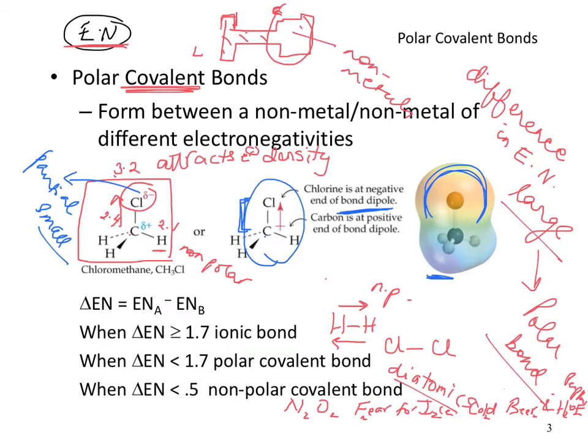So N2, O2, F2, I2, Cl2, Br2, and H2. Those are my diatomics. Anytime you see a diatomic molecule, that automatically means it's going to be non-polar in nature. It has to be homonuclear though. Something like HCl also contains two atoms, but those are not homonuclear. One is hydrogen, the other is chlorine.